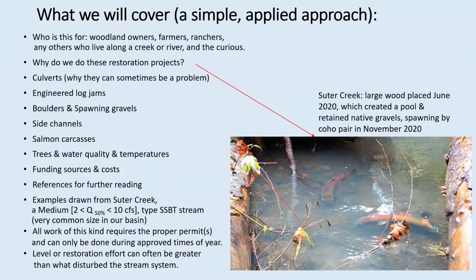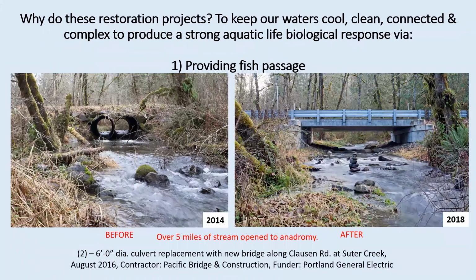And why do you do these restoration projects? It's to keep our waters, I call it the 4 C's, cool, clean, connected, and complex, to produce a strong aquatic life biological response. You can do that in several ways. The first one is making sure you've got good fish passage. If you look at this photo on the left, that's of two 6-foot diameter culverts that Suter Creek passes through in our county road that goes over the top of it.